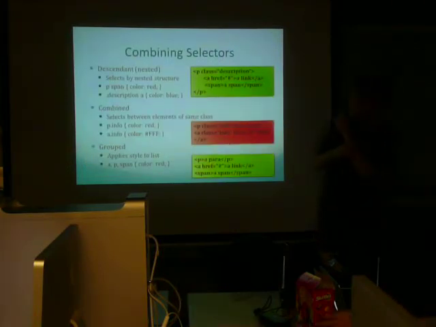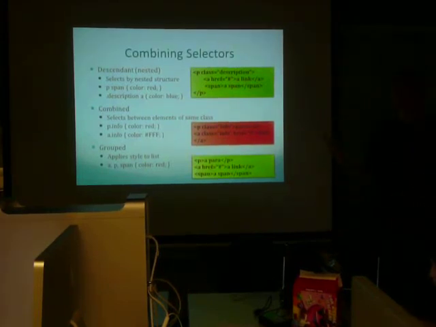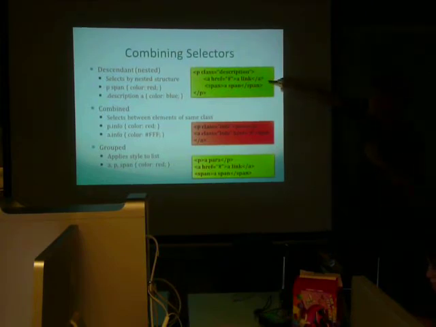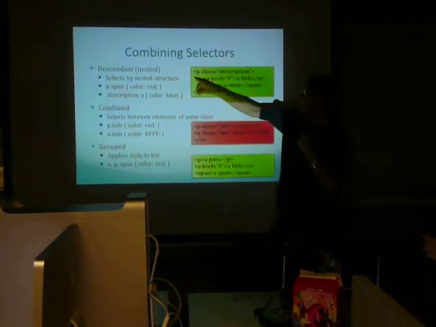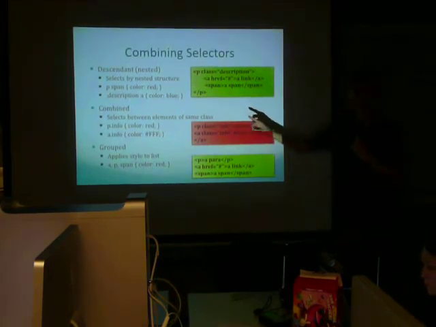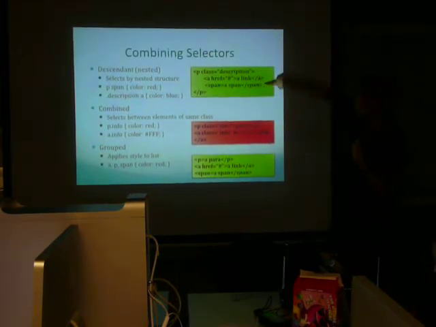Alright, so we can also combine selectors. Basically what combining selectors does is it allows you to be more specific. For example, if I want to select all spans that are inside a paragraph element right here, we can do that. So we can say P span. That means all span elements inside P. So this goes from left to right, a top down view: P into span.